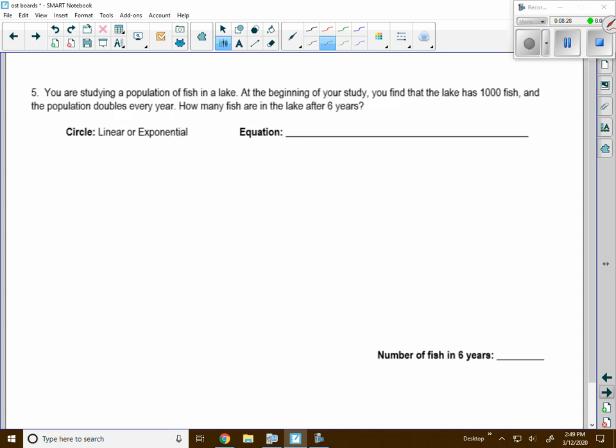Number 5, you are studying a population of fish in a lake. At the beginning of your study, you find that the lake has 1,000 fish. And the population doubles every year. How many fish are in the lake after 6 years?